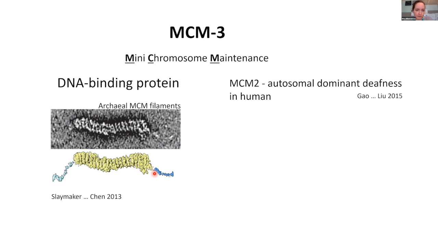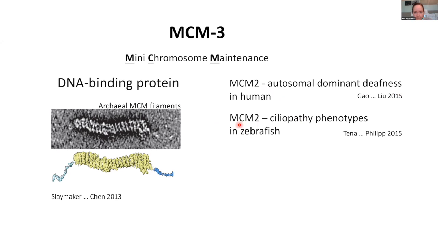So we were looking for a connection to the cilium, and we actually found that in humans, MCM proteins do show signs of ciliopathies. For example, MCM2 is associated with autosomal dominant deafness, which would indicate that the cilium in the inner ear is not functional. And in zebrafish, MCM2 knockdown also manifests ciliopathy phenotypes. And so we created the reporter.